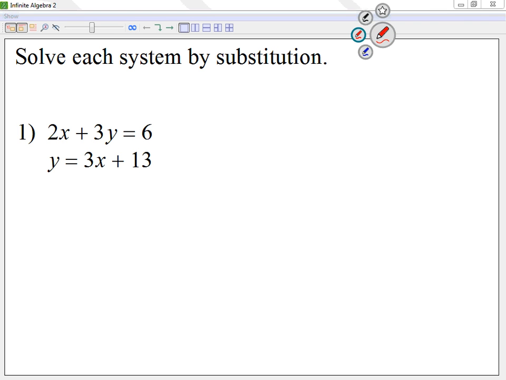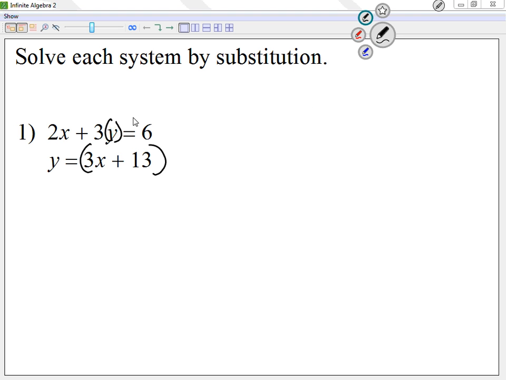Now, for substitution, solving by substitution, remember when I say solve, I'm looking for the x and the y value that make the two statements true. For substitution, on my two equations, one of them should have a letter by itself, whether it's x or y, one letter by itself. In this case, y. Everything that I have for y, I'm going to substitute it for the y on the other equation. That's what we call a substitution.